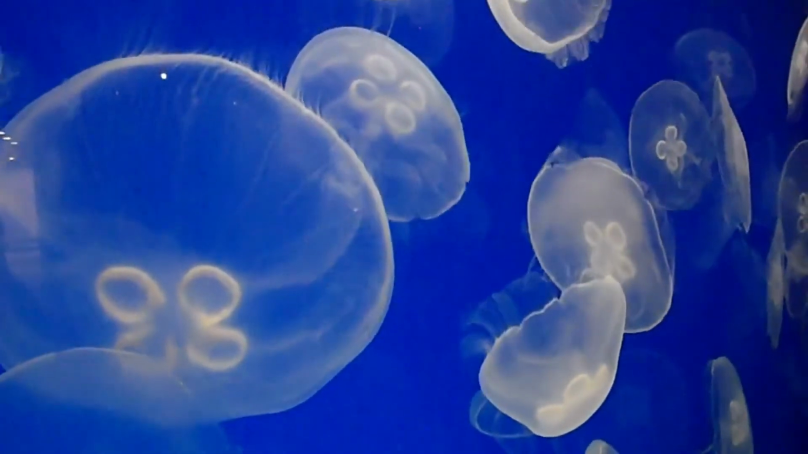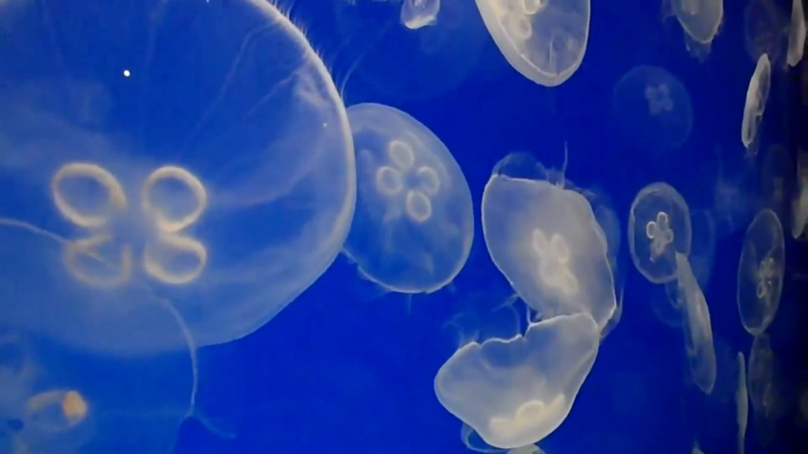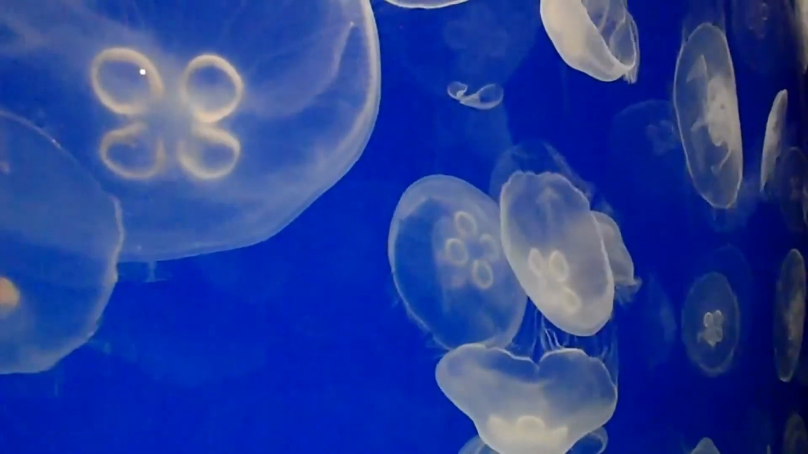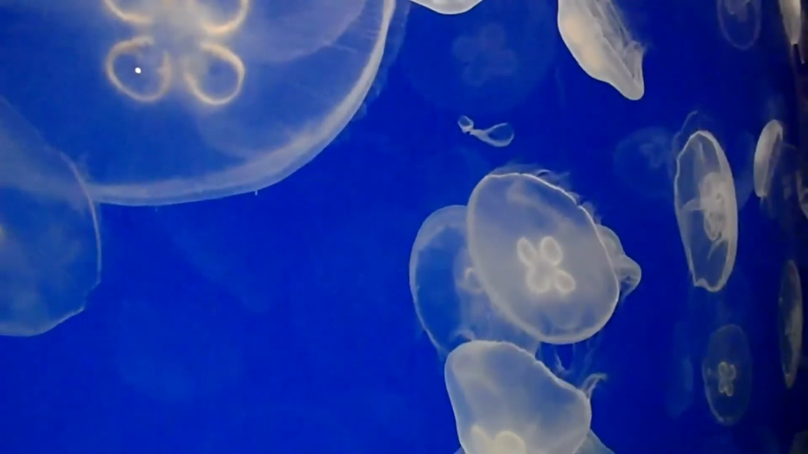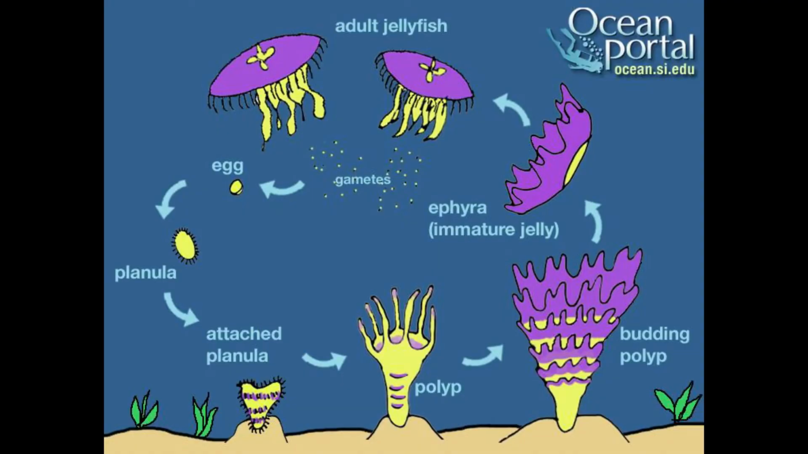Those two types are the Turritopsis dohrnii and also the moon jellyfish, also known as the Aurelia aurita or common jellyfish. So, how does the jellyfish do that? First, let's take a look at his life cycle.